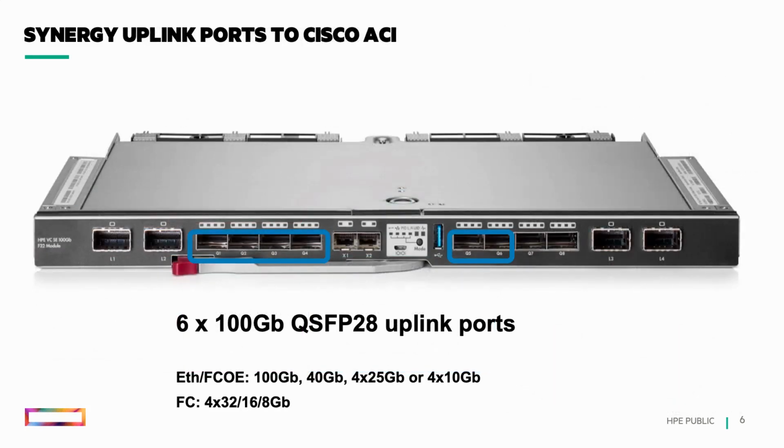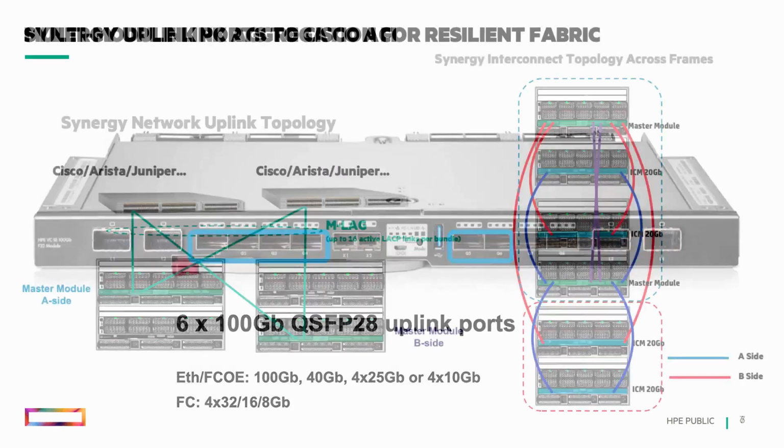This is one more level of zoom in. You can see these six ports, numbered from Q1 to Q6. Each port can be an individual 100 gig or 40 gig, or we can break each port down to four 25 gig or four 10 gig. Fibre Channel we can also do for each individual port, but for ACI interop this is not related. So this is between ACI and Synergy uplinks, and we'll focus more on the Ethernet part.